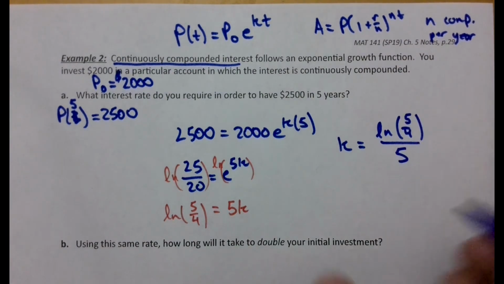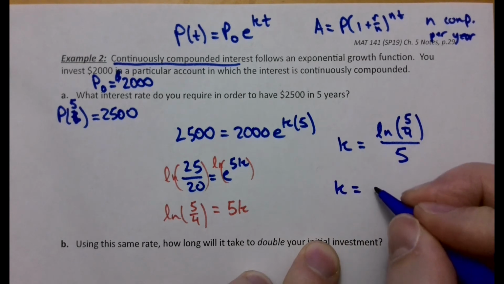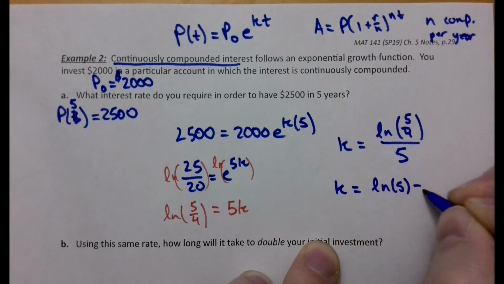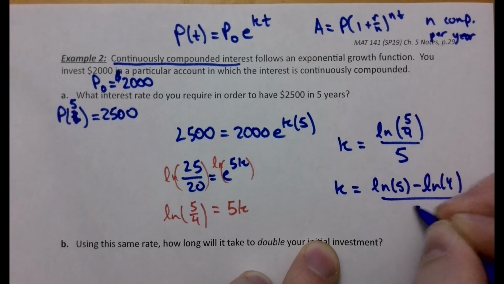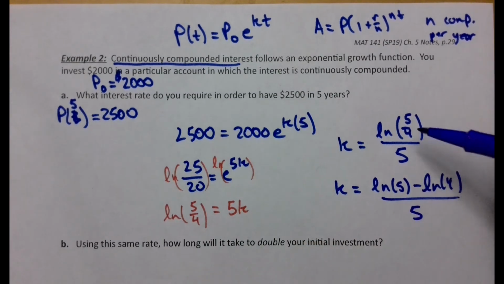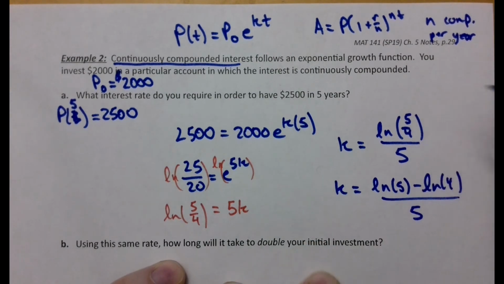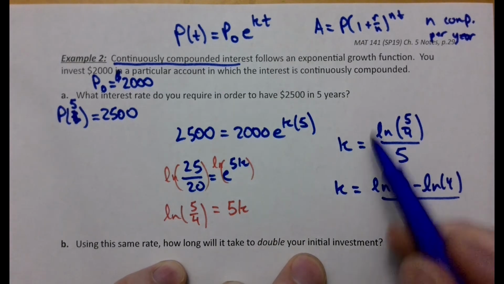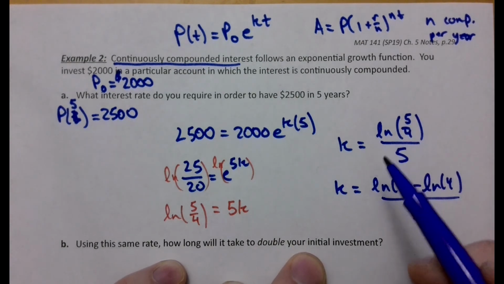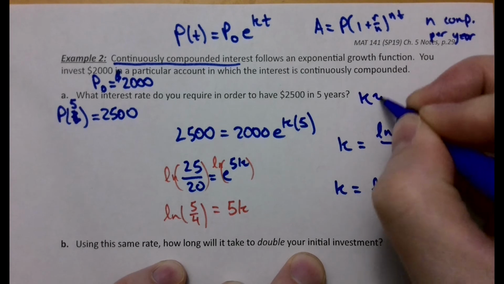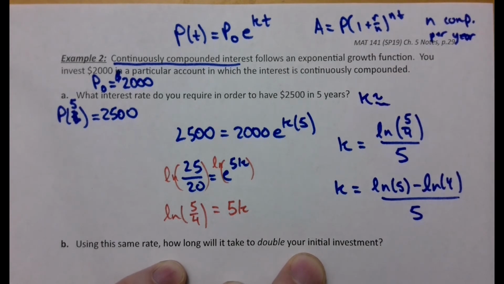Now, there's another way we could write this. We could say k is equal to the natural log of 5 minus the natural log of 4, divided by 5, but honestly, both of these representations are quite useless. If your bank said, I will give you this amount of interest, you'd say, well, what is that? Is it worth running it? So let's get that approximation.